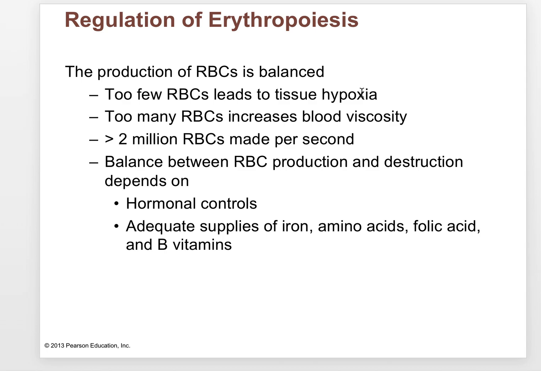Erythropoiesis is the production of red blood cells. It's regulated. Too few red blood cells leads to hypoxia in the tissue. Too many red blood cells increases the blood viscosity, making the blood thicker. There's a balance between red blood cell production and destruction, and that depends on hormone controls and also adequate supplies of iron, amino acids, folic acid, and vitamin B, which are all needed to produce the hemoglobin in the red blood cells.